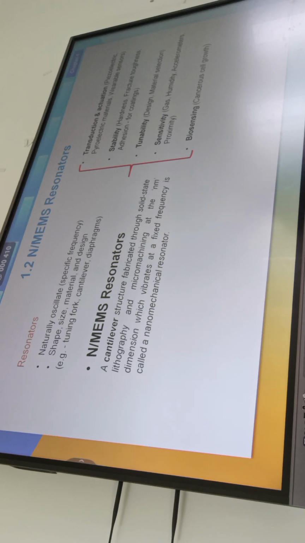It can show proper stability, and it can have proper tunability. It can show sensitivity, like in gas and humidity sensors, accelerometers, etc. It can also be useful in biosensing.